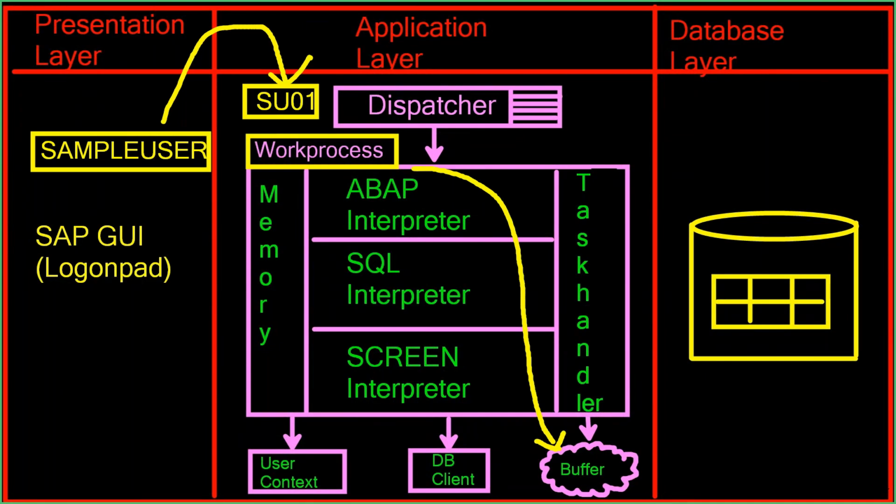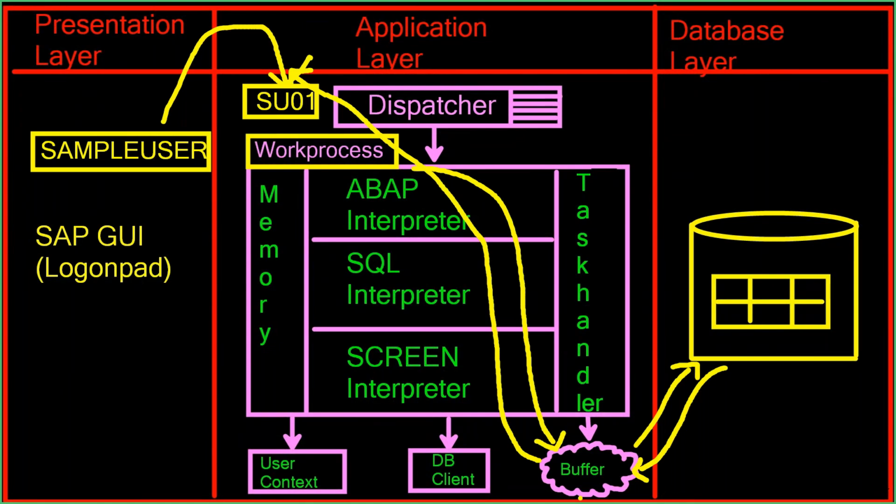If the T code is not existing in the buffer, the work process goes to the database and fetches the transaction code. At the time the T code is displayed, it saves a copy of that T code in the buffer. After saving in the buffer, the work process displays the T code for the user, the SU01 T code. So at the time of fetching the T code from the database, one copy is saved in the buffer.